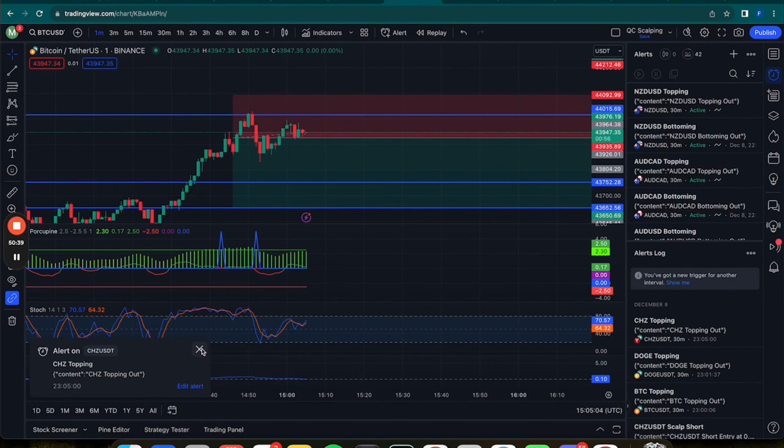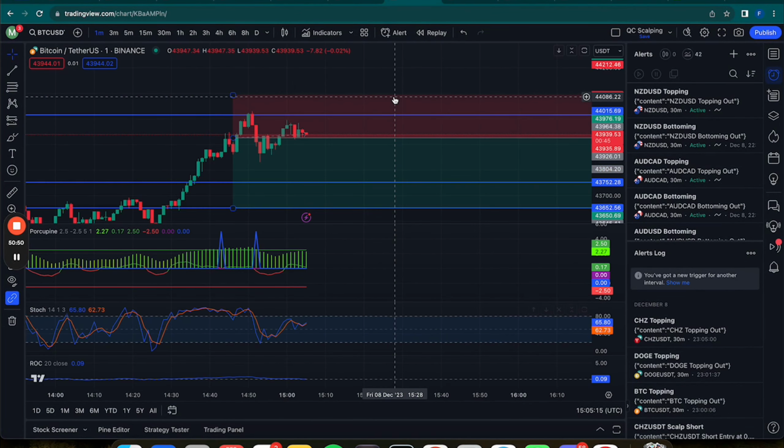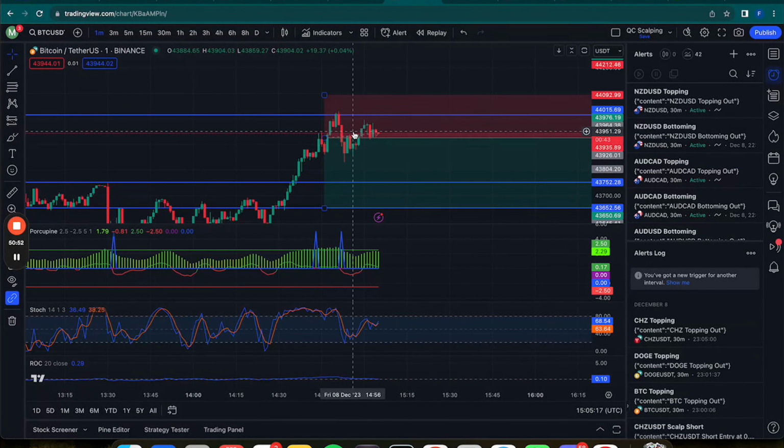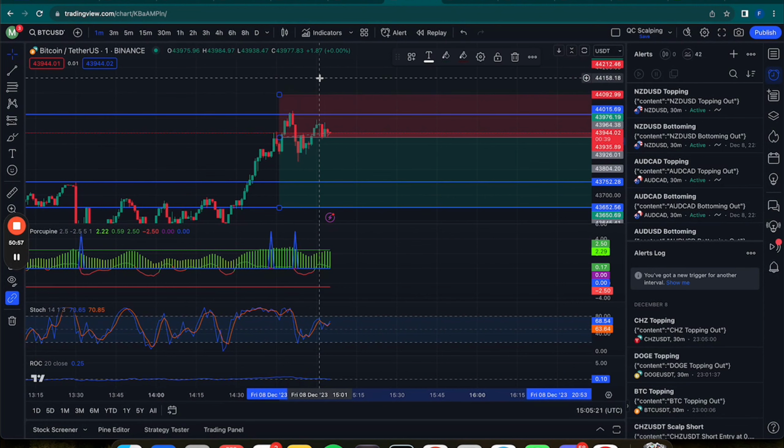What I would love to see would be the 1 minute really just topping out here, just getting it out of the way, ripping the band-aid off, and then we can start to move to the downside. That'd be very nice to see. But right now it's just chopping around, so we just gotta see what's going to happen.